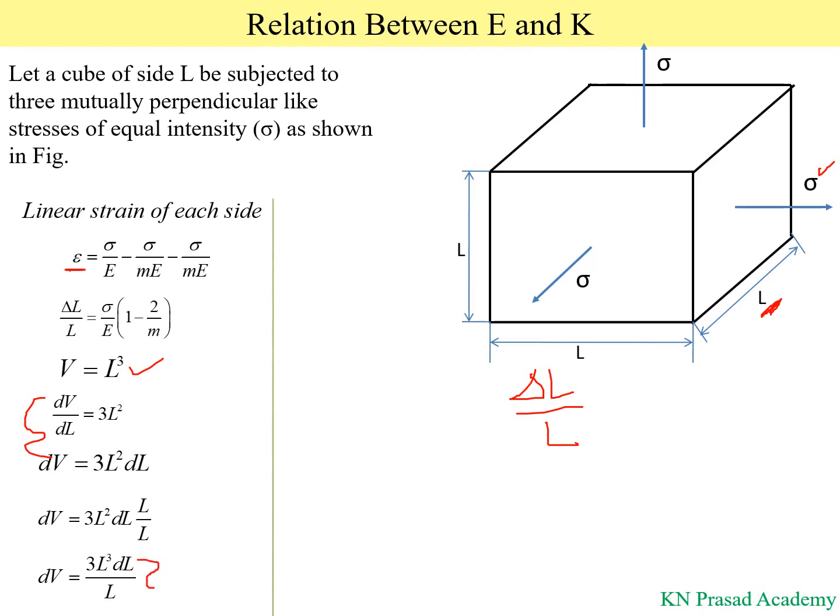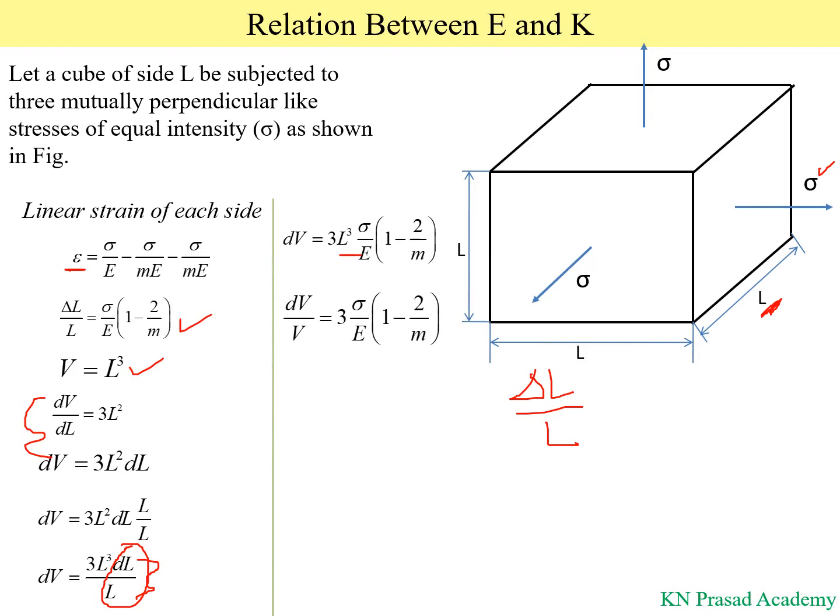We know that dL by L is nothing but the change in length divided by the original length, that is delta L by L. And we know that dL by L equals sigma by E into 1 minus 2 by m. Then you have to substitute this dL by L value here. Then this equation becomes dV equals 3L cubed into sigma by E into 1 minus 2 by m. We know that L cubed is equal to the volume.